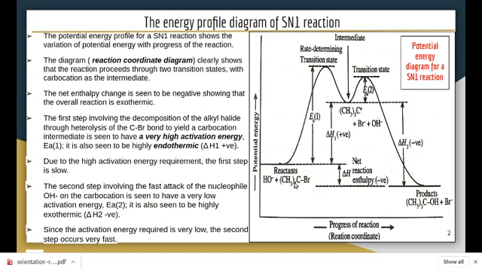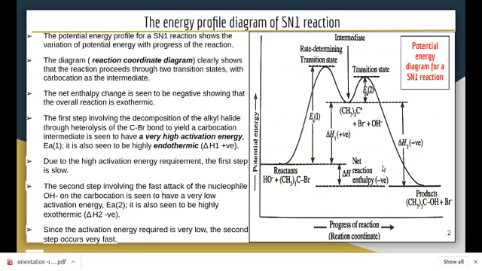Here you can see this is the energy profile diagram for the alkaline hydrolysis of tertiary butyl bromide. The nucleophile is hydroxide ion. So it involves two transition states. This is the first transition state, that is the rate determining transition state. Then this is the second transition state. Then it also involves one carbocation.